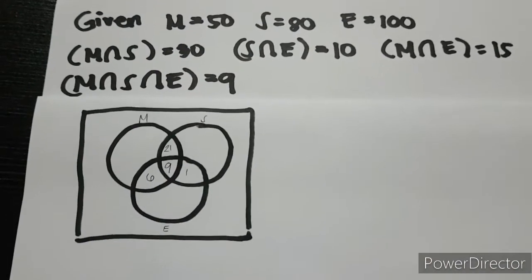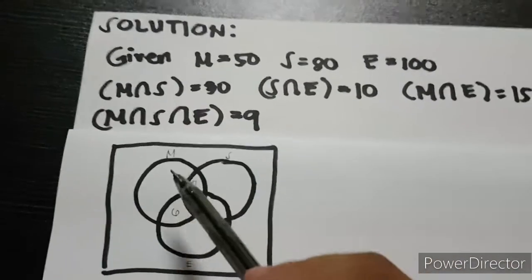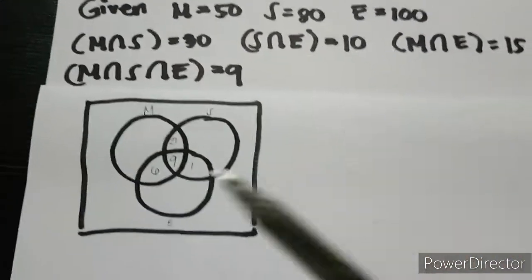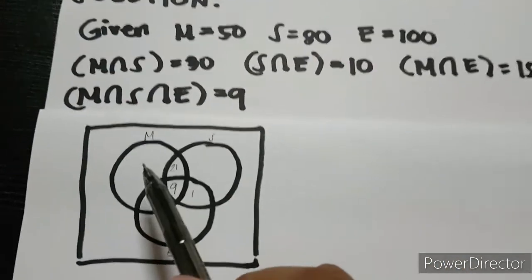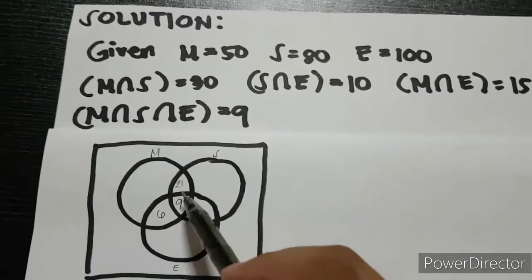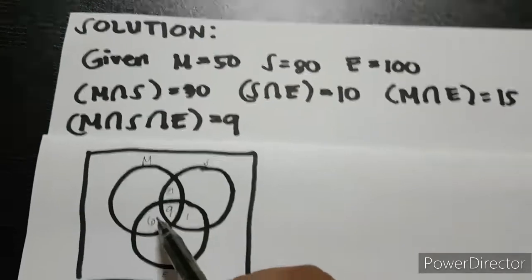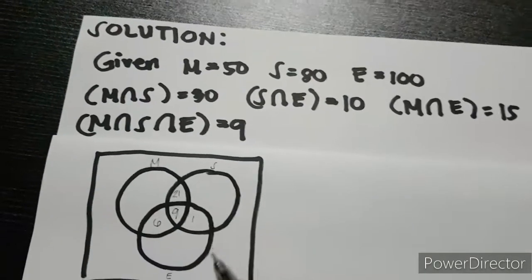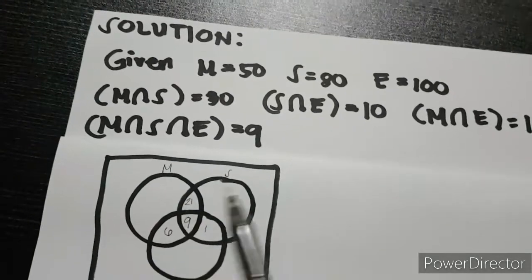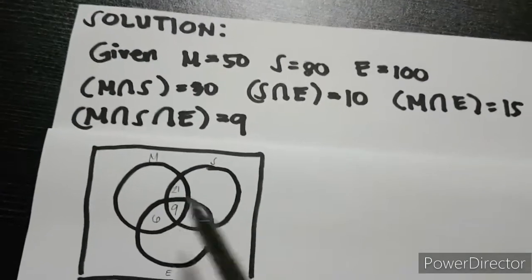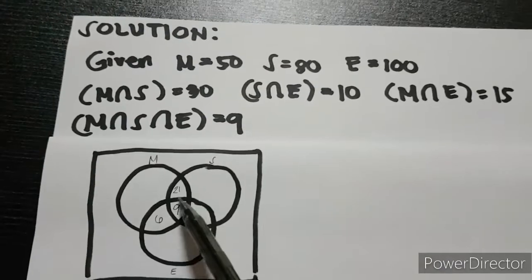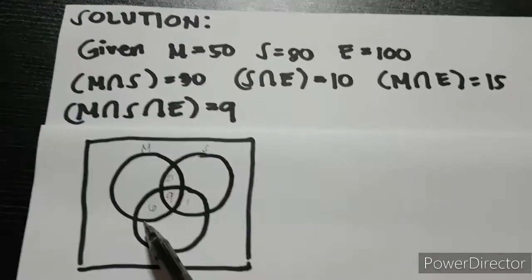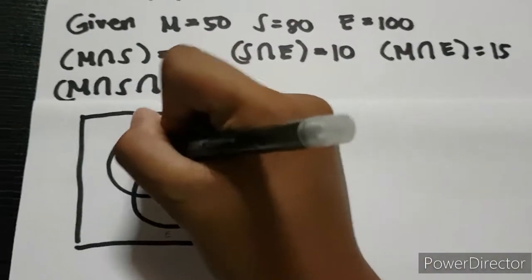So next is the given M, which is 50. We cannot put 50 here because we already put the 21, 9, and 6, which are those who join math and science, math, science, and English, and math and English. So we subtract 21, 9, and 6. So 50 minus 21 minus 9 minus 6 is 14.